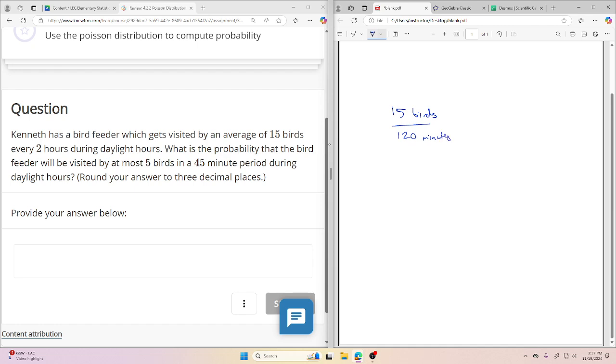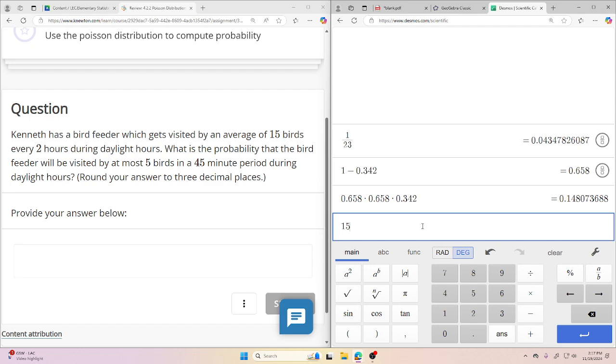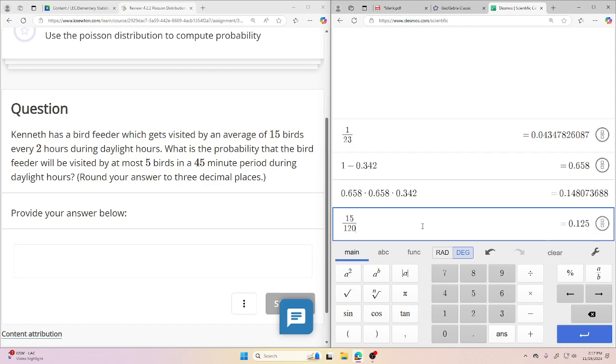Because what I'm wanting is to cancel with my minutes. I have to cancel them. That's why I write this out every time, so I can make sure that I'm actually using the correct numbers. Okay, so I just wanted to convert that. Decimals: 15 over 120 times the 45. So that's my average. I'm going to write that down. 5.625.